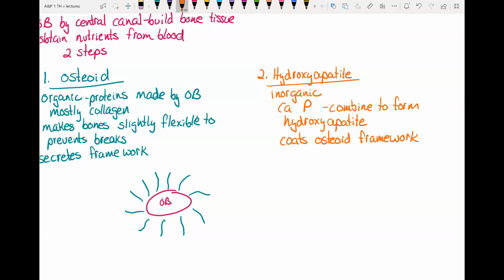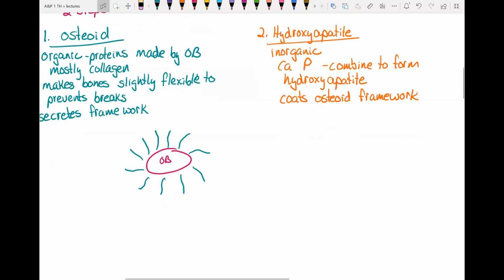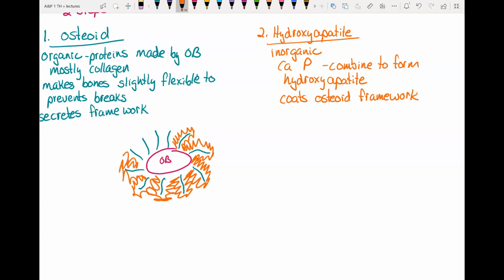Think about if you're building a house and you put up the 2x4s, that's the osteoid, then you put drywall on it. Drywall is the hydroxyapatite. So then you get something like this. The hydroxyapatite coats that framework and it fills in so that then you get your solid bone matrix. And this calcium and phosphorus are very hard. So this is what makes the bones hard.